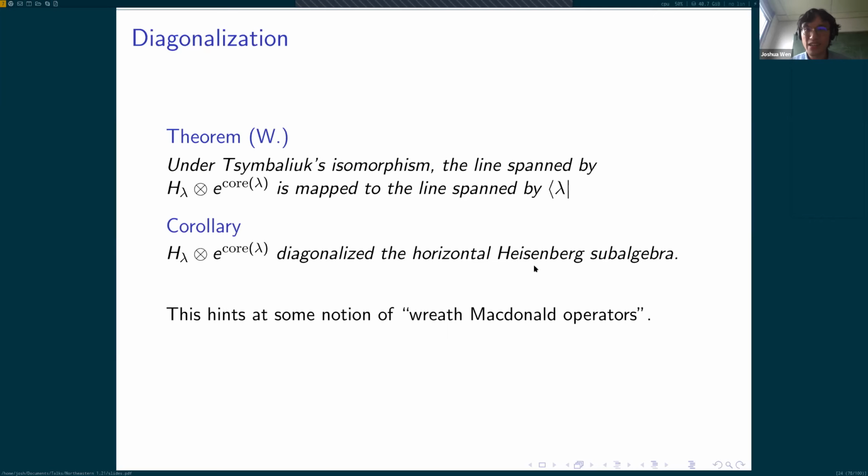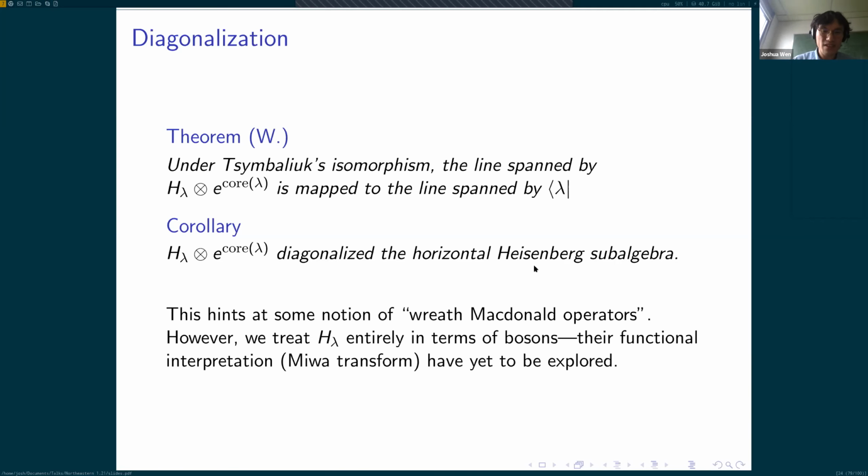So for the rest of the talk, I did promise talking about norm formulas, but I didn't think I could fit everything in a one-hour talk. So for the rest of the talk, I want to talk about maybe trying to define something like this. Okay. Right. And I want to point out that this whole time I've been treating H lambda in terms of bosons. How are these as regular functions?